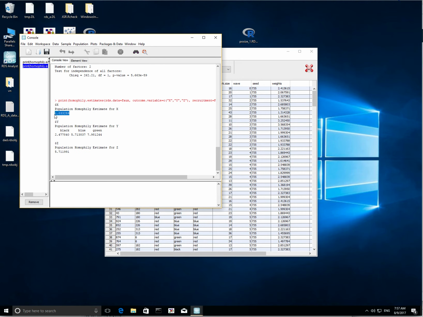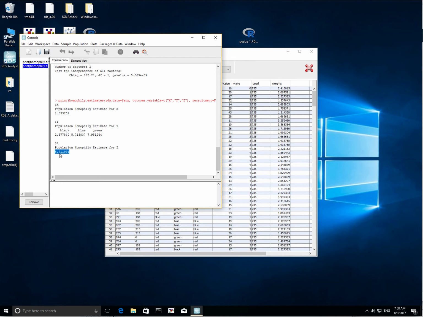So here we have a homophily of 1.3 for X, again not very big as we had seen before. For Y we see 3 homophilies. The like-to-like for black is 2.4. The like-to-like for blue is 5.7, and the like-to-like for green is 798% more like-to-like recruitments between greens than we would expect by chance. So very high homophilies in here, and it does seem to vary quite a bit between different levels.